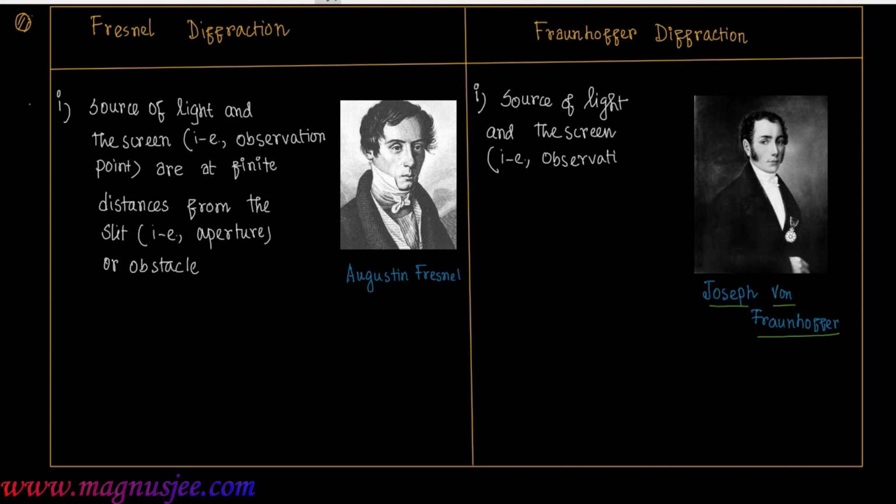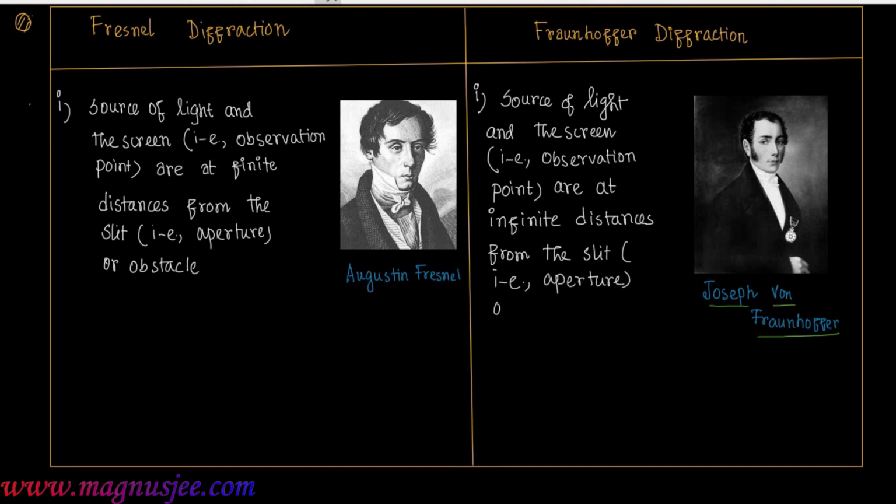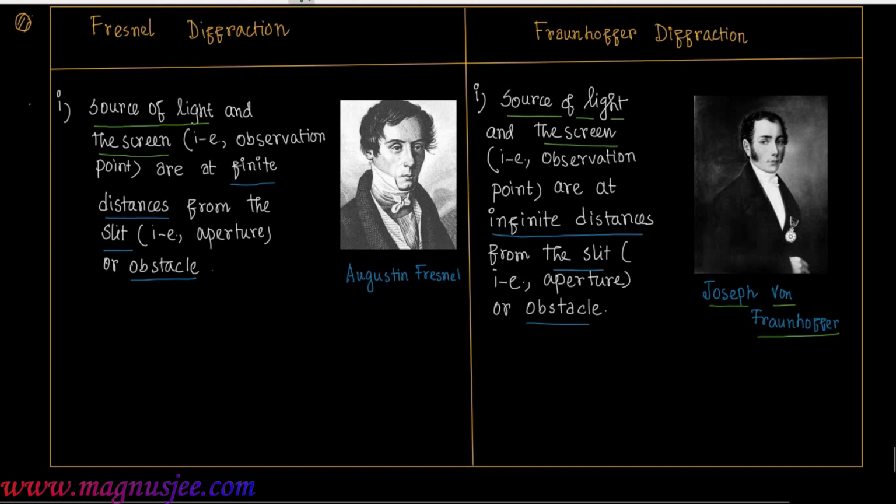For Fraunhofer diffraction, the source of light and the screen, that is the observation point, are at infinite distances from the slit, that is the aperture or the obstacle. So for Fresnel diffraction, the source of light and the screen are at finite distances from the slit or obstacle, and for Fraunhofer diffraction, they are at infinite distances from the slit or obstacle.